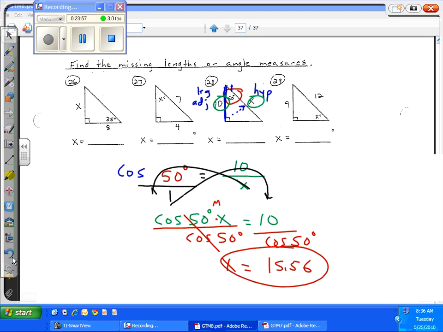Any questions on 28? 28, 15.56. Okay. Number 29.